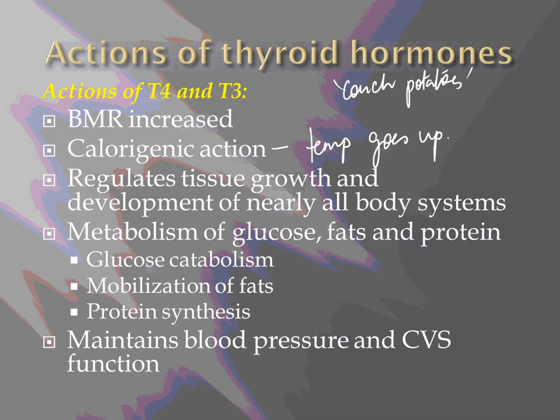And this is called the calorigenic action. These hormones act on practically all tissues of the body, especially during the early growth period. So they regulate tissue growth and development of nearly all body systems. So for example, your skeletal system, your nervous system, your muscular system, everything. So whenever there is less of the hormone produced, especially during the growth period, you will see the problems which arise because these areas were not properly stimulated and they did not develop properly. Okay, so it affects all the systems.